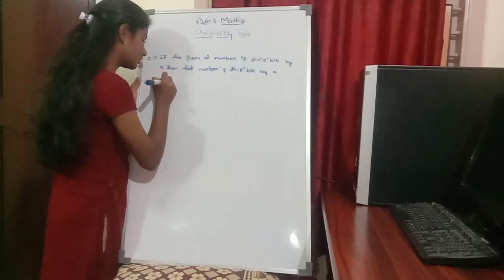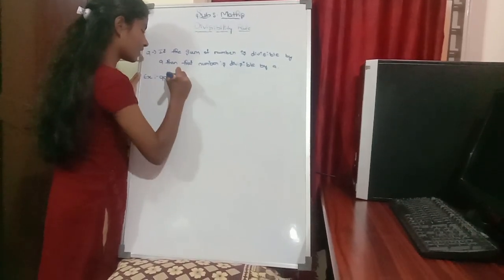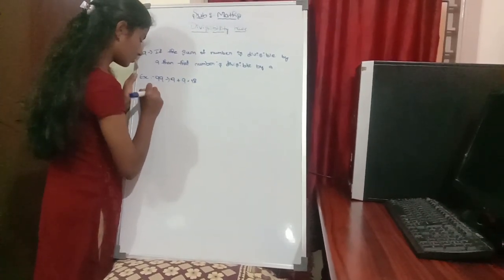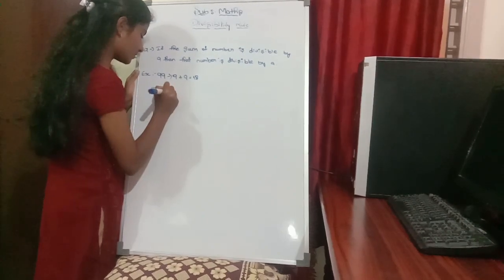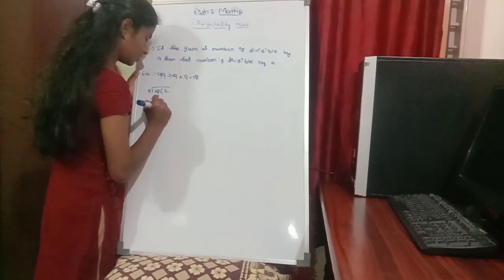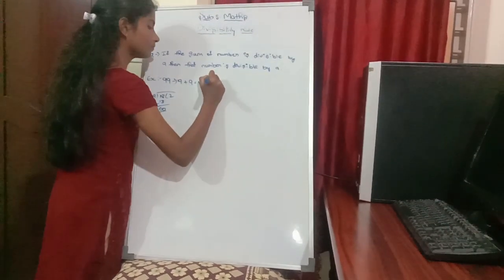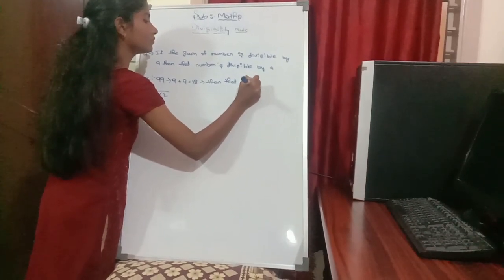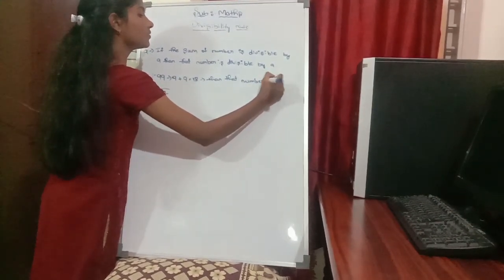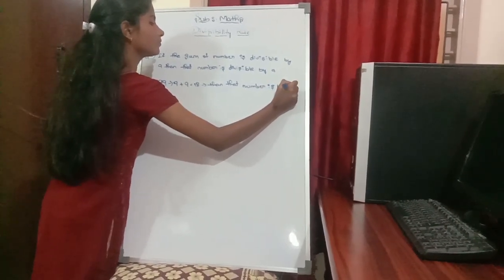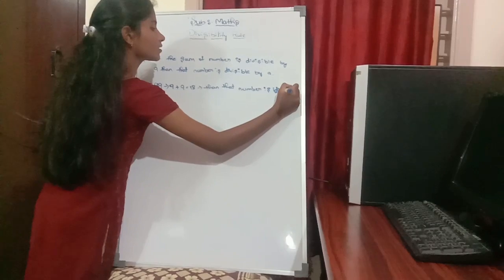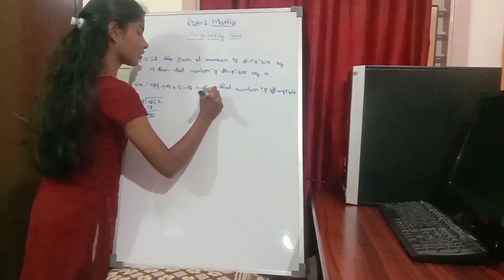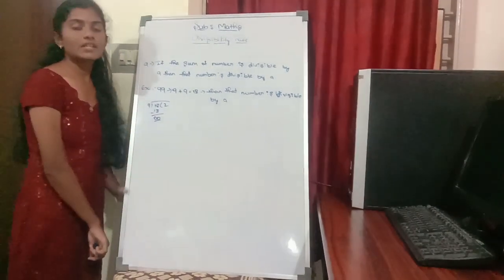Here I will take 99. Let's add 9 plus 9. The sum is 18. Here let's divide. 9 twos are 18. 18 is completely divisible by 9. Then that number is divisible by 9. Let's go to the last divisibility rule, 10.